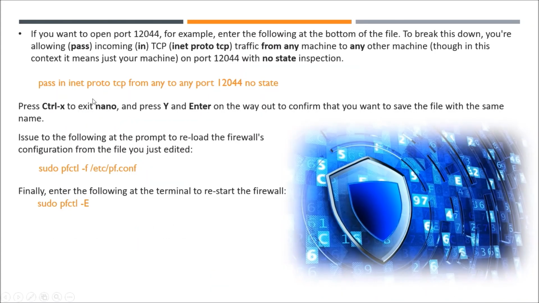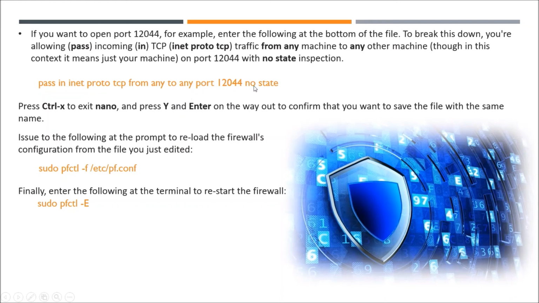If you want to open a port, like the one we have been using, enter the following at the bottom of the file. This is the command which is used to open the port: pass in proto, where proto is protocol. If we need to open TCP, it should be tcp. If it is UDP, then you have to define it as udp, from any to any. It is similar to the rule we made in Windows, but that was graphical. Here we have to define that if the request is coming from any, it should be allowed to any, against this port number.